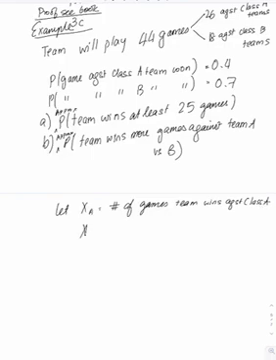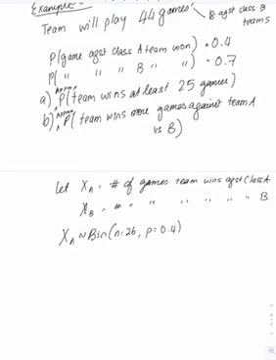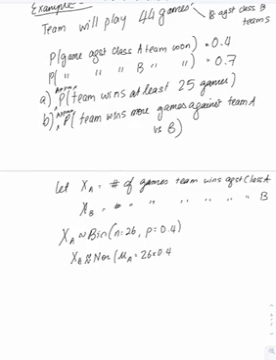I'm just going to shorthand and write this. X_B is the number of games the team wins against Class B teams. Before part A, let's write X_A is truly binomial with n equals 26, p equals 0.4. So you can say X_A is approximately normal with mean mu_A equal to 26 times 0.4, which is 10.4, and variance 26 times 0.4 times 0.6, which is 6.24.